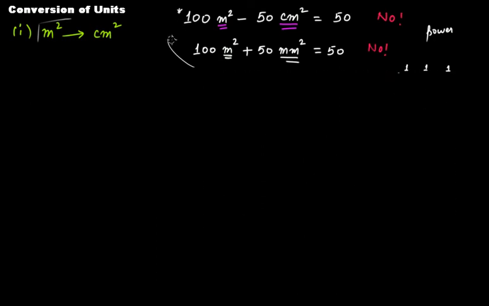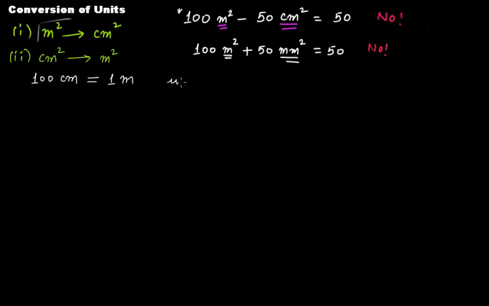Okay, in the second case, we are going to convert centimeter square into meter square. We know that 100 centimeter is actually equal to 1 meter, right? 100 centimeter is equal to 1 meter.